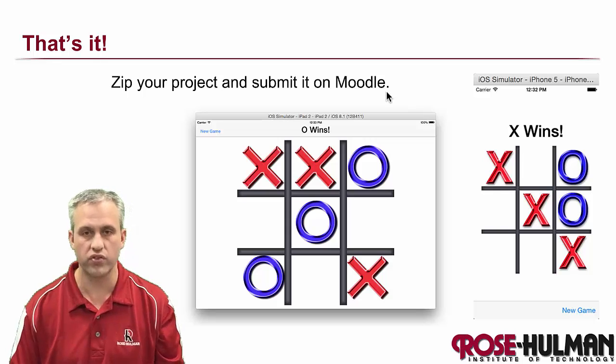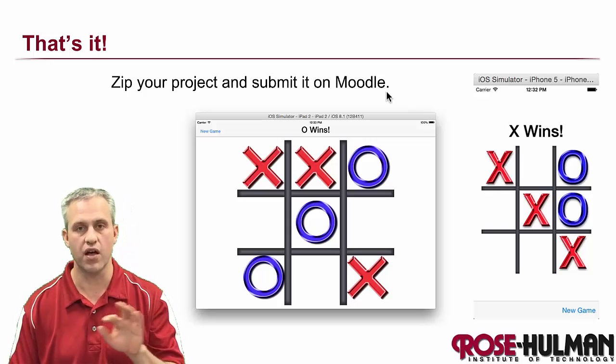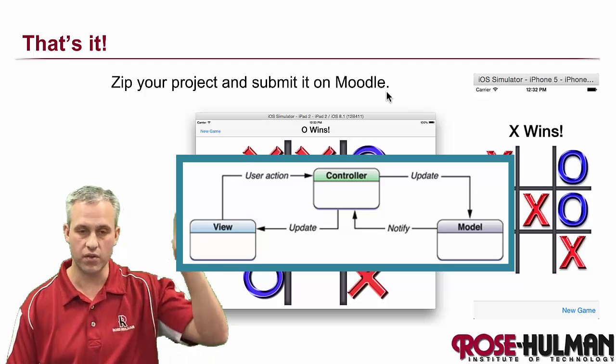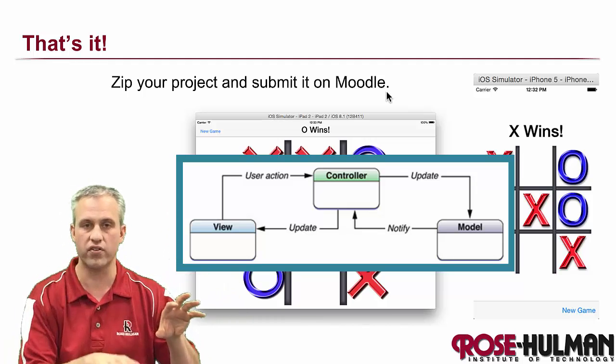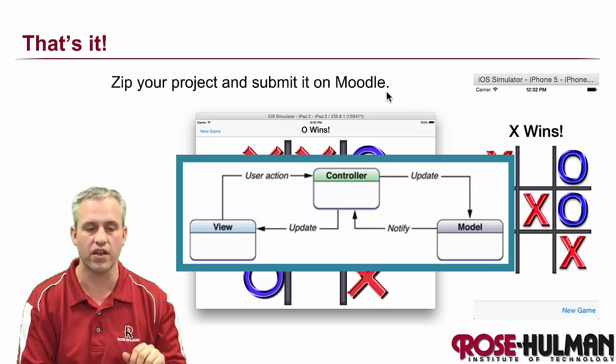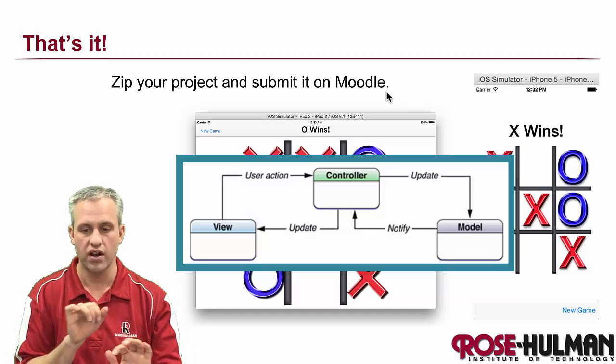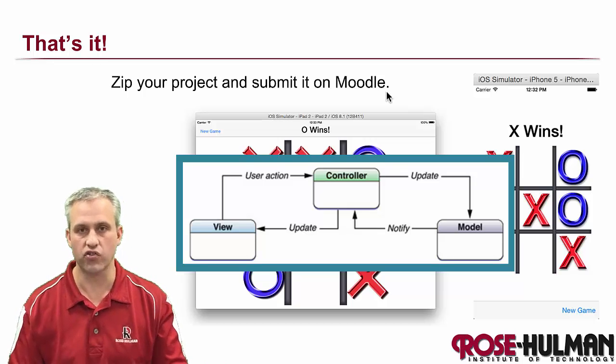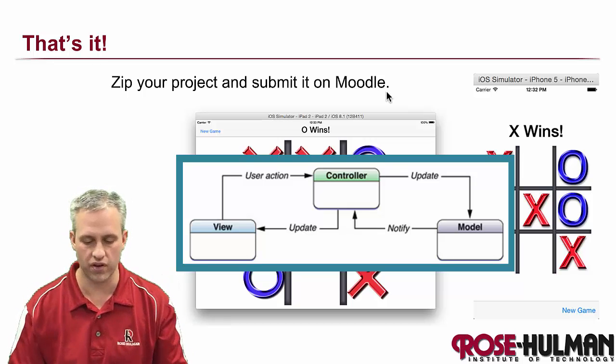So the real goal was just to get you some experience seeing how model, view, and controller play together nicely. You can see that we did the model last time. We did a whole bunch for the view, and they were pretty independent. And then the controller is the glue that brings them together. But all the code is not in the controller, right? It's just the glue that puts it in the middle.